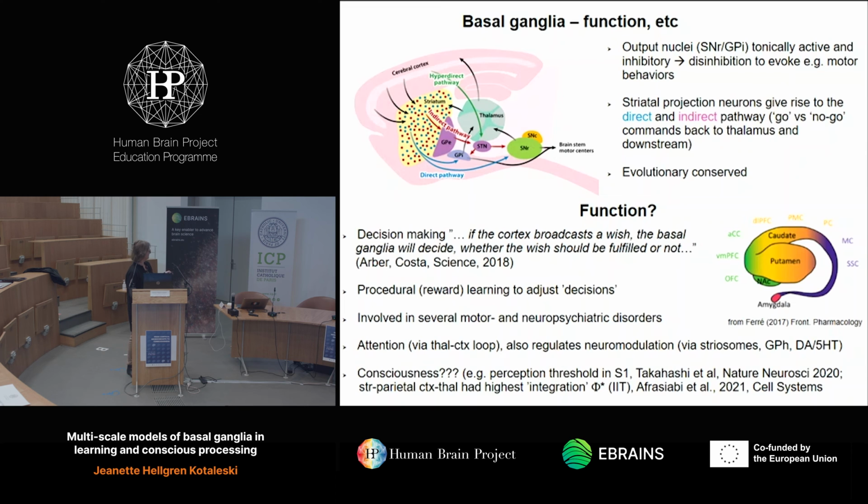And I also found a quite recent publication where they had recorded from the monkey brains and found that in the striatum, in the parietal cortex, and in the thalamus, you had the highest sort of estimated integration of information. So if you believe in this IIT model, then for sure basal ganglia should play a role there.